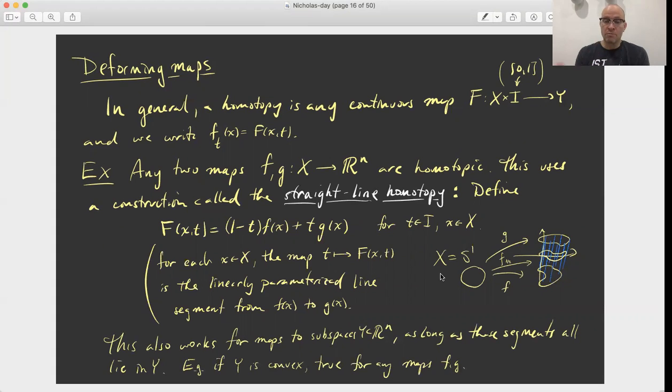So this works in more generality. For maps into a subspace of R^n, as long as the line segment between f of x and g of x lives in that subspace, there's a straight line homotopy. So for example, if Y is a convex subspace of R^n, then any two maps are homotopic by this straight line homotopy, because convexity exactly says that the line segment between any two points is in the space.